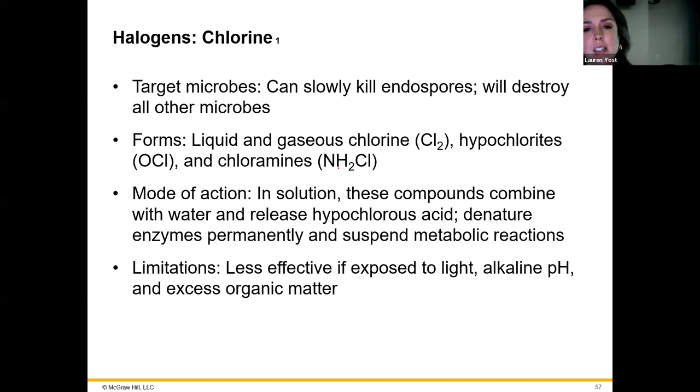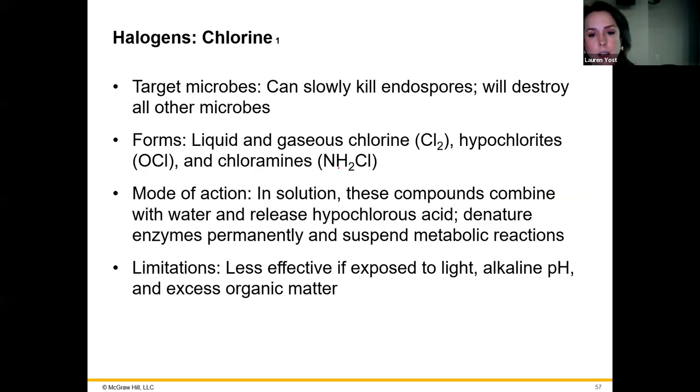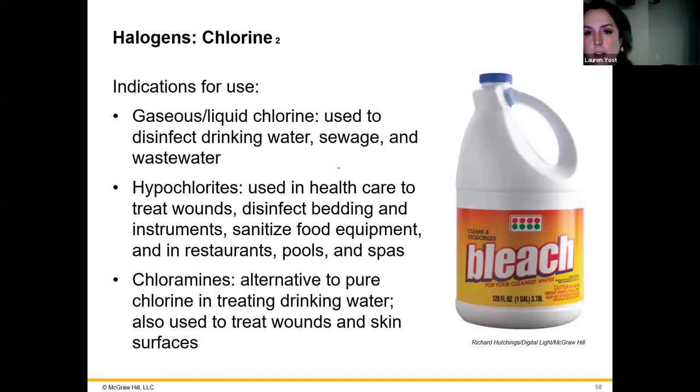We have the hypochlorites, which includes the bleach, and then chloramines. These are often used for treating water. Anyways, these guys will denature enzymes, and that will stop metabolic reactions in these cells. And they're less effective when exposed to light, alkaline pH, because these are typically acidic, and then organic matter, excess amounts of it.